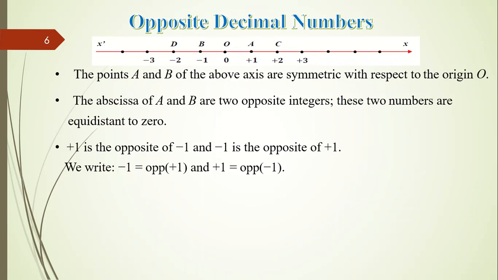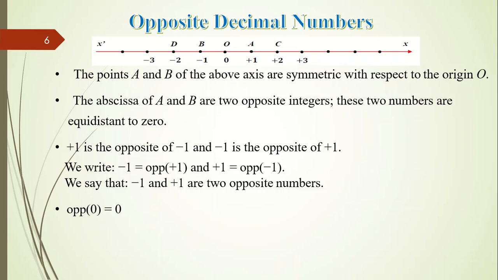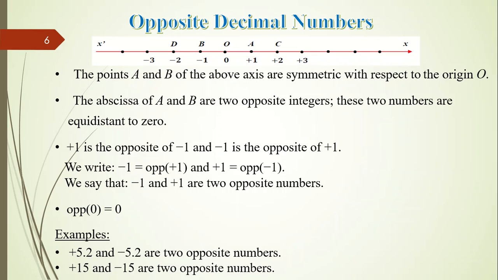OPP means opposite, okay? We say that minus 1 and plus 1 are two opposite numbers. The opposite of 0 is equal to 0. Examples: plus 5.2 and minus 5.2 are two opposite numbers. Plus 15 and minus 15 are two opposite numbers.